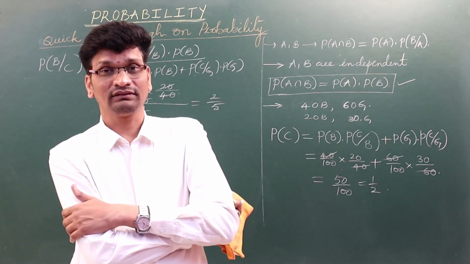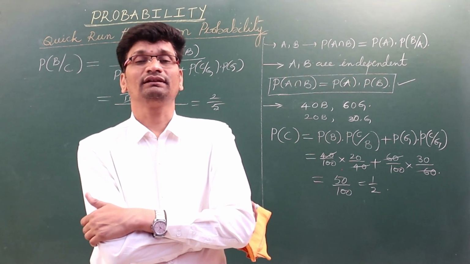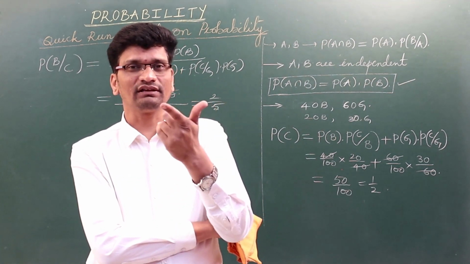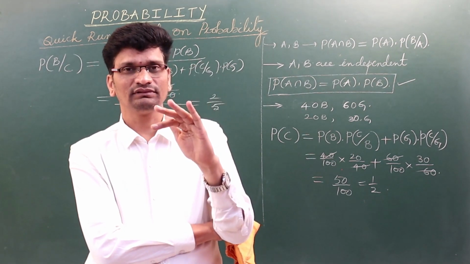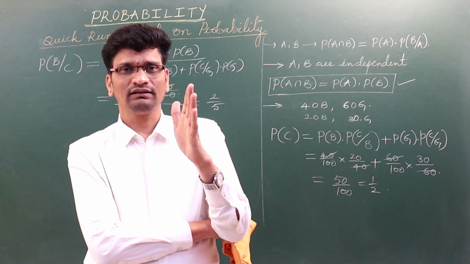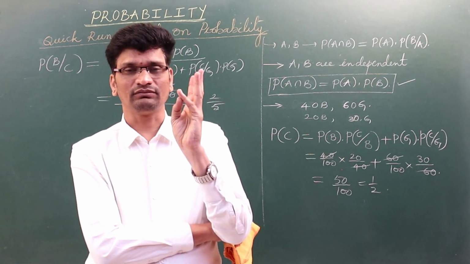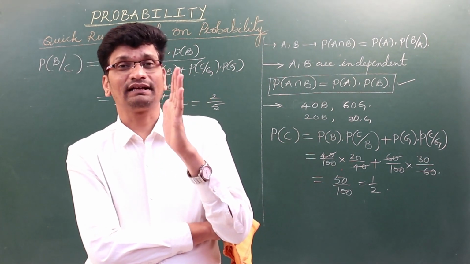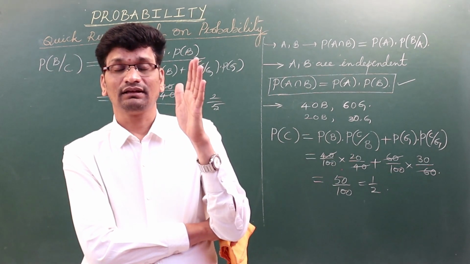Direct probability means: what is the probability that the boy knows cricket? Then we will move to the boys. How many boys are there? 40. How many of them know cricket? 20. So 20 by 40. What is the probability that the selected boy knows cricket? This is direct probability.